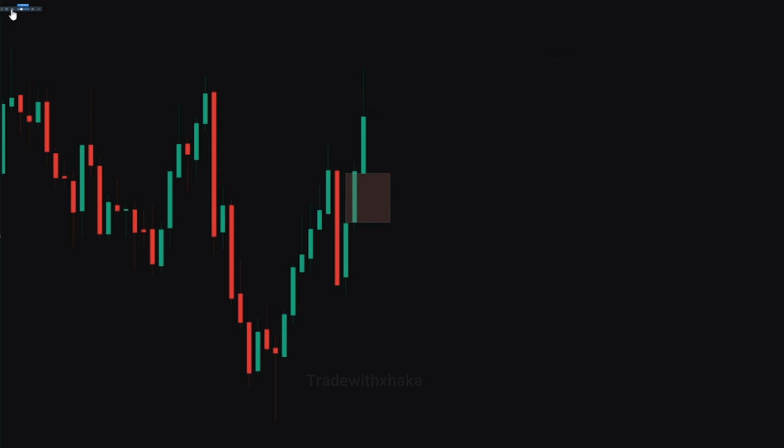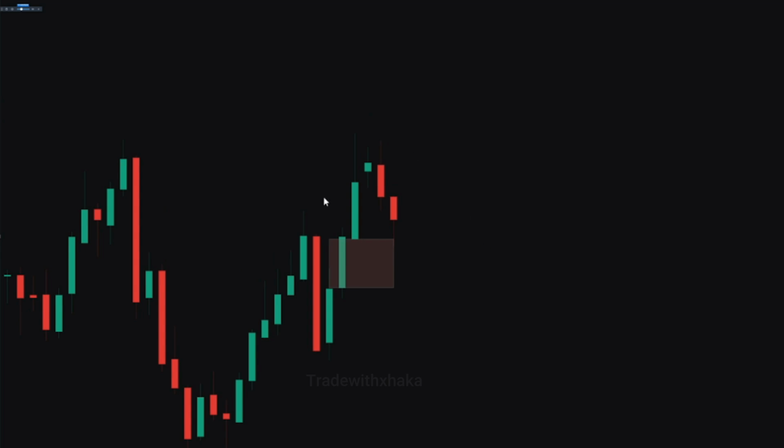Let's drop the price. As you can see, price is now in the fair value gap. This is the fair value gap we marked. We have defined our bias. The second stage is now to move to the 1 hour time frame to map out liquidity to sweep during kill zones. You understand?